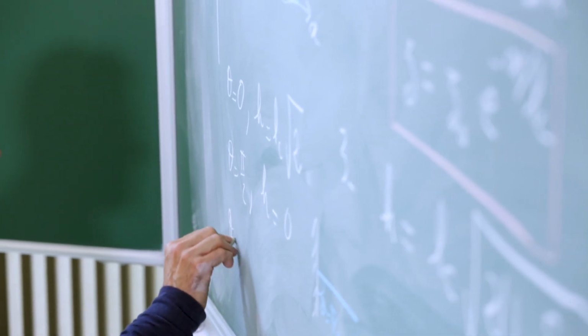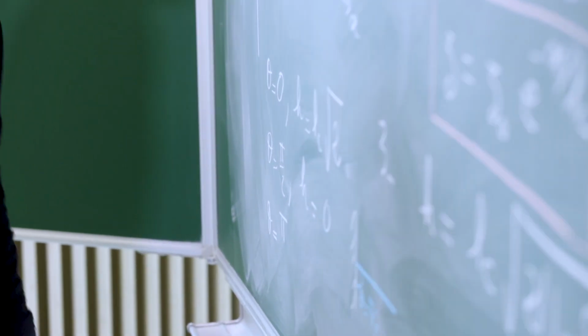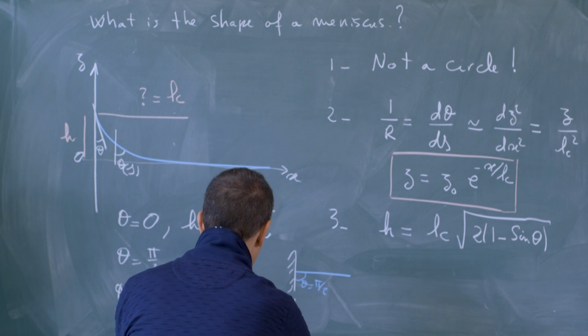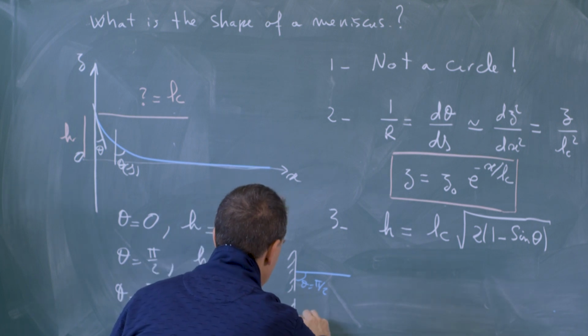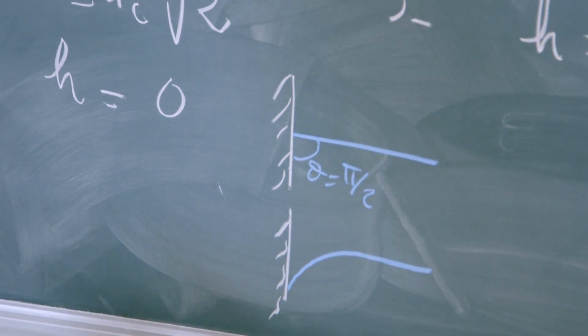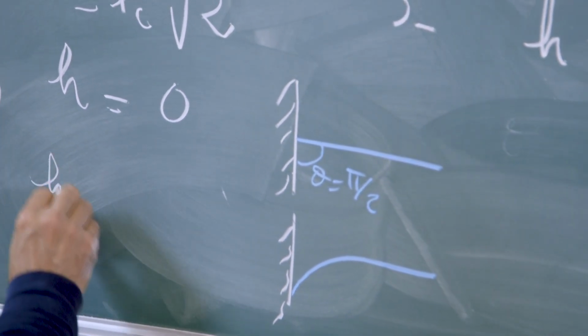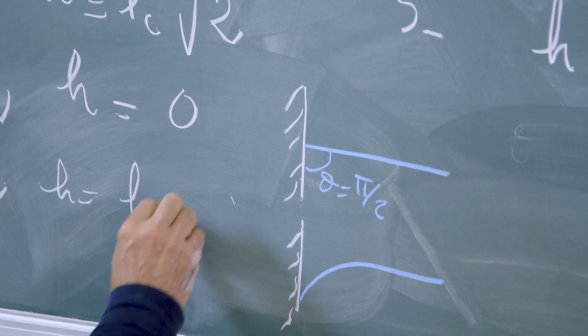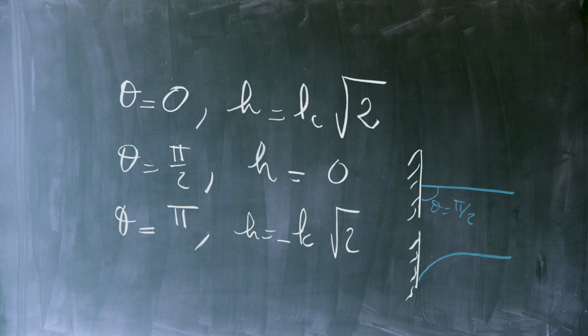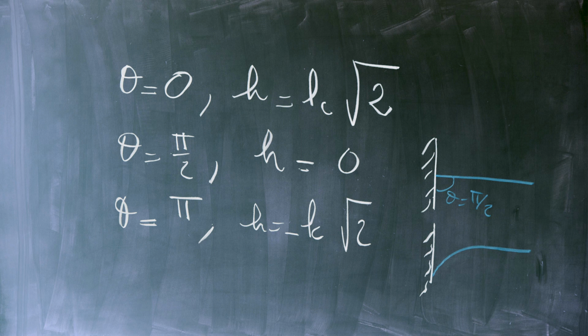And if theta goes to the non-wetting limit, so theta equals pi, then what we will find is an inverse meniscus, so something that will dive into the water. And so we will have here h equal capillary length square root of 2 with a minus sign. And these are the three limits that we can discuss with this expression.